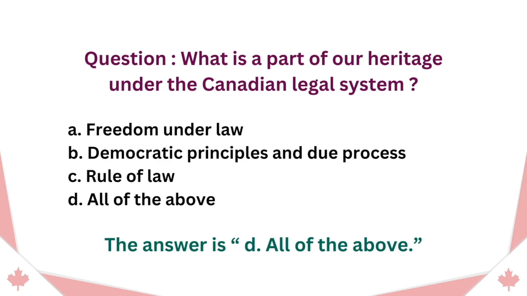Question. What is a part of our heritage under the Canadian legal system? A, freedom under law. B, democratic principles and due process. C, rule of law. D, all of the above. The answer is D, all of the above.